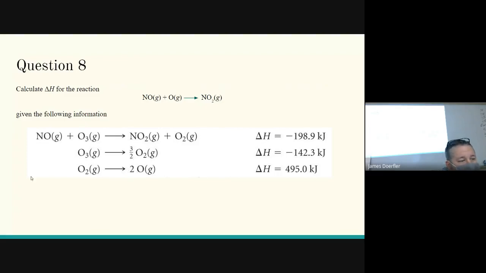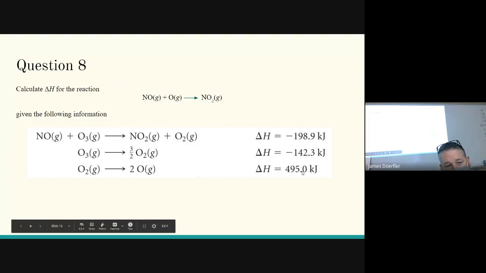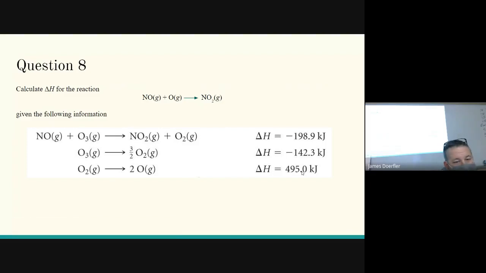So for this third equation, I'm going to flip it and divide everything by 2. If you're the individual who likes to say, I'm going to multiply by 1/2, so be it. Same thing. So third, flip and divide by 2. And don't forget what you do to the equation, you must do to the enthalpy value because it is an extensive property. So when you start messing around with the quantity present, you're going to be changing the amount of energy change. Okay?